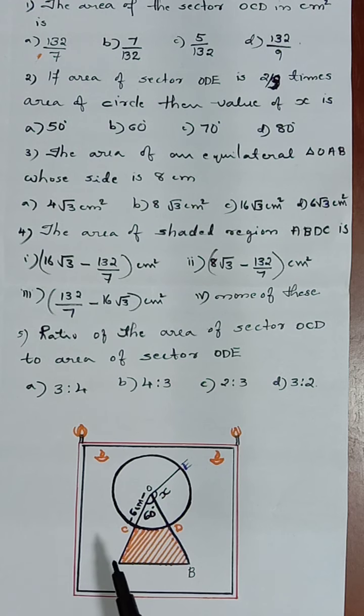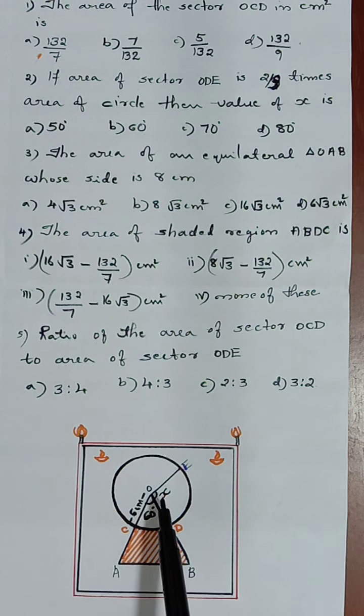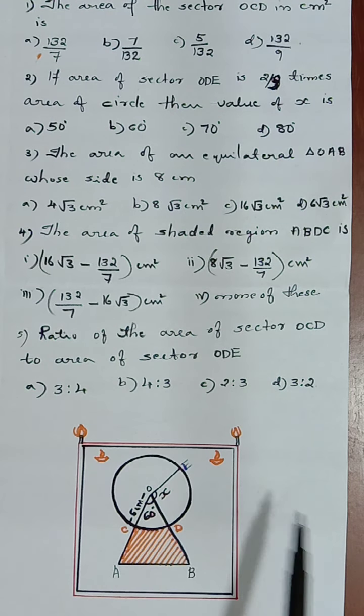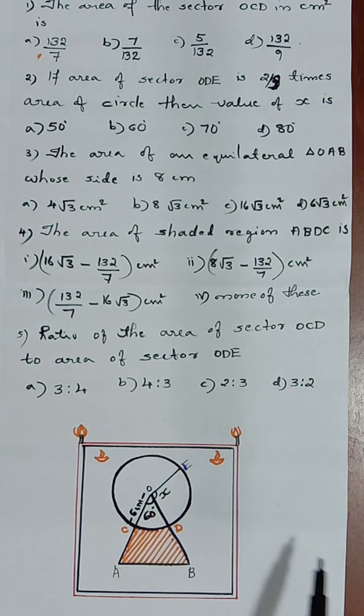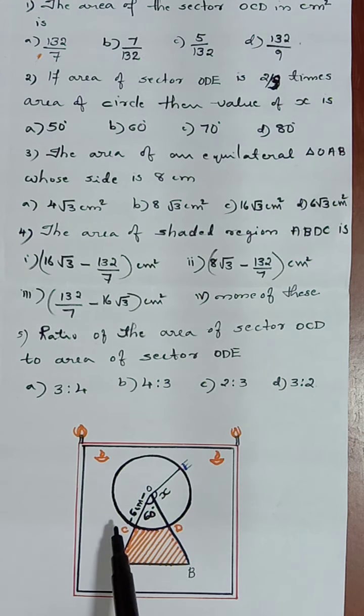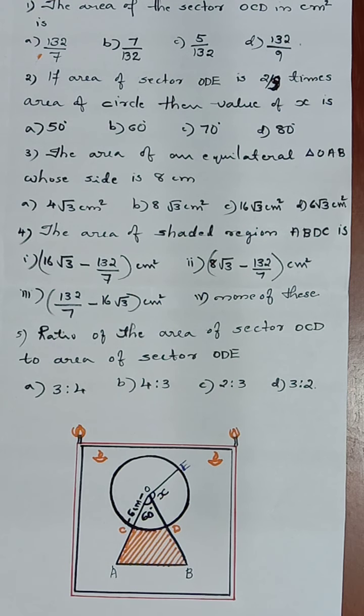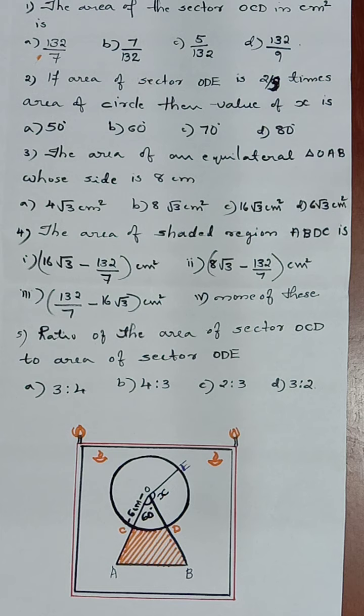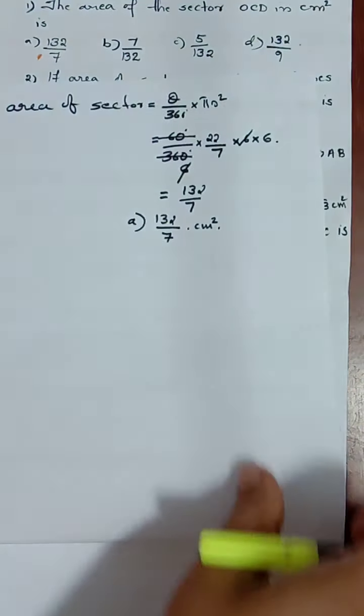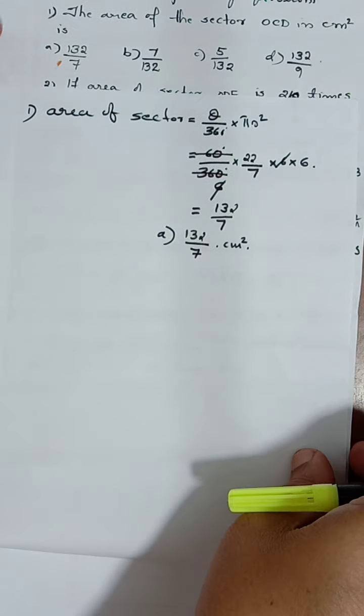So a relation is given to us. Area of the sector ODE, that is theta by 360 into pi r square, equal to 2 by 9 times area of the circle. Area of the circle we know it is pi r square. So that relation we have to write, we must substitute a value and find the value of x now. So let us do that. That is question number 2. We are going to do question number 2.